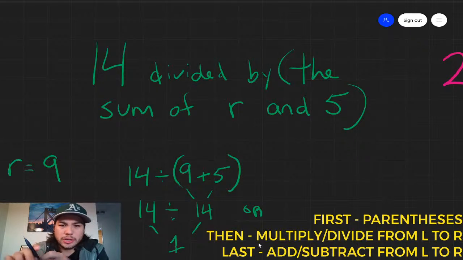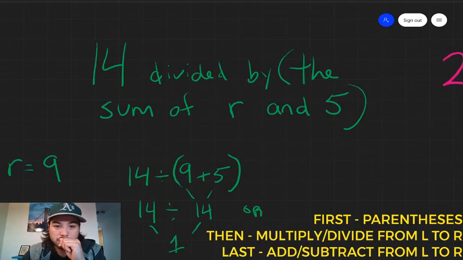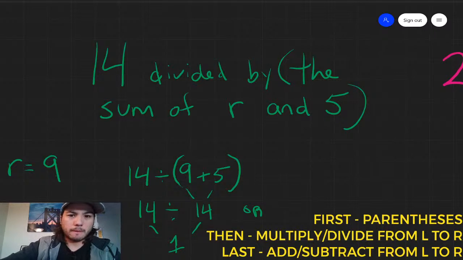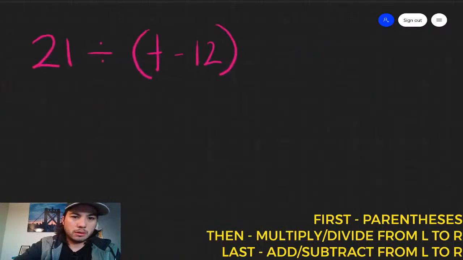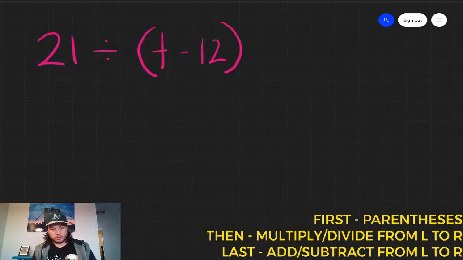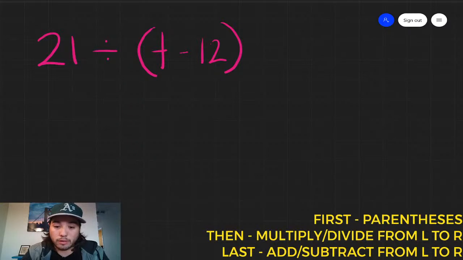Okay, let's try another one. So I'm going to give you the expression, and then I'll give you the value to substitute. Okay, so go ahead and take a look at that expression. It says 21 divided by t minus 12. And notice the parentheses. So what operation are you going to do first? Whatever's inside the parentheses. Okay?